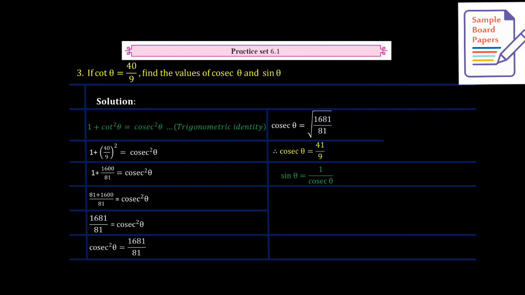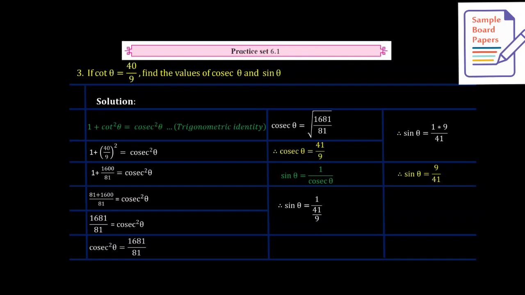Now cosec and sine are reciprocals of each other. So directly we can write sine theta is 1 upon cosec theta. Same step, so sine is 1 upon 41 by 9. So 9 will go in the numerator. 1 into 9 by 41. So 1 nines are 9 by 41. So sine theta we are getting 9 upon 41.